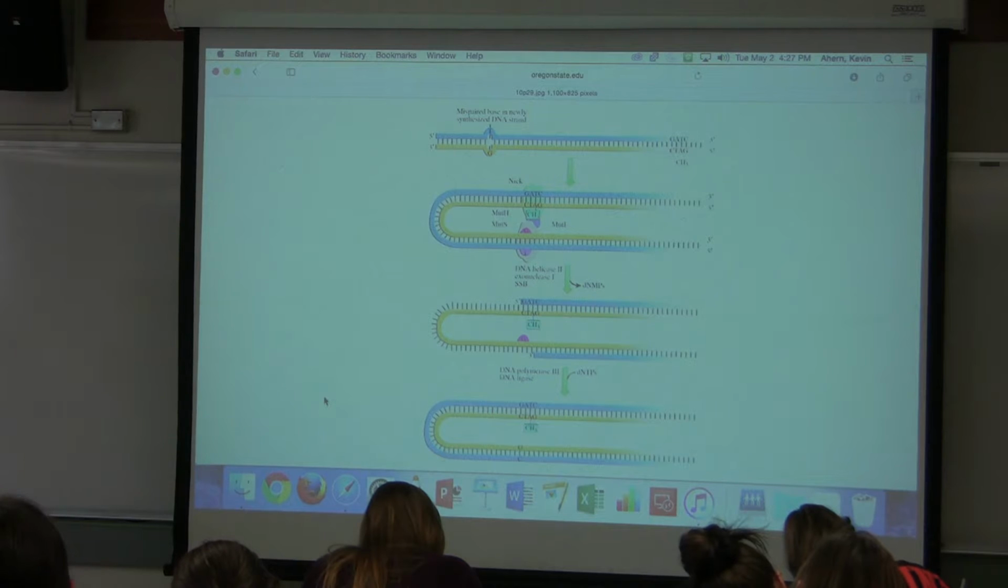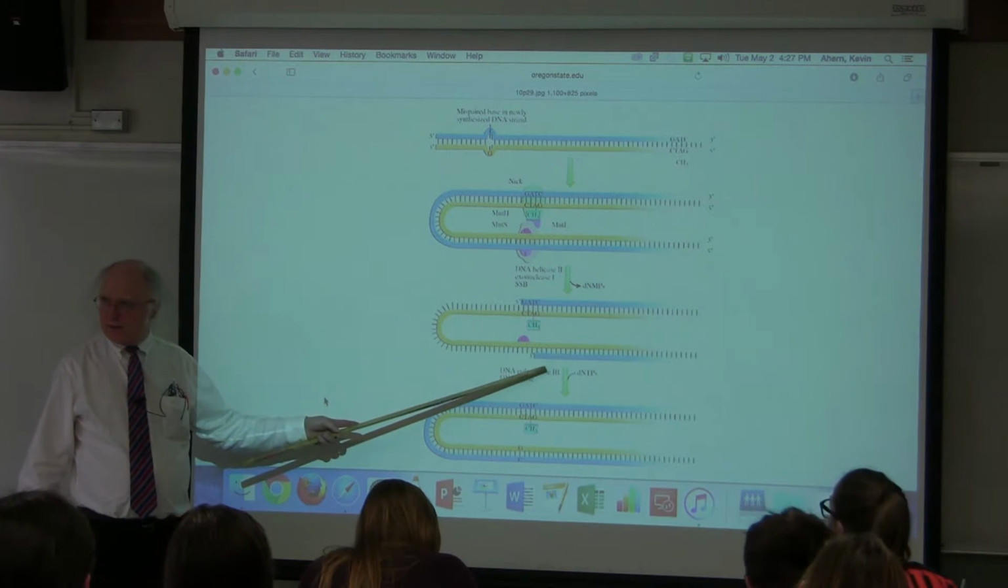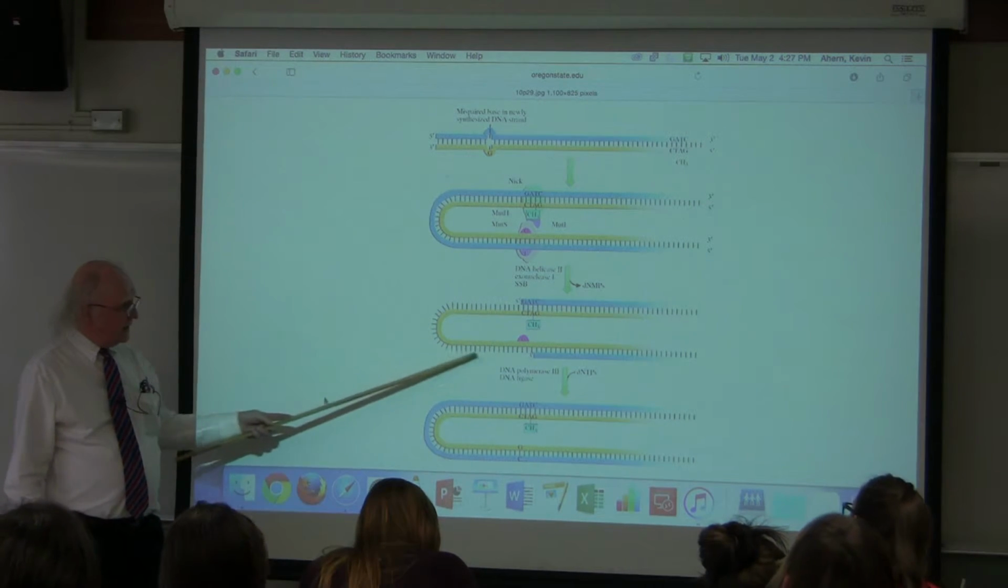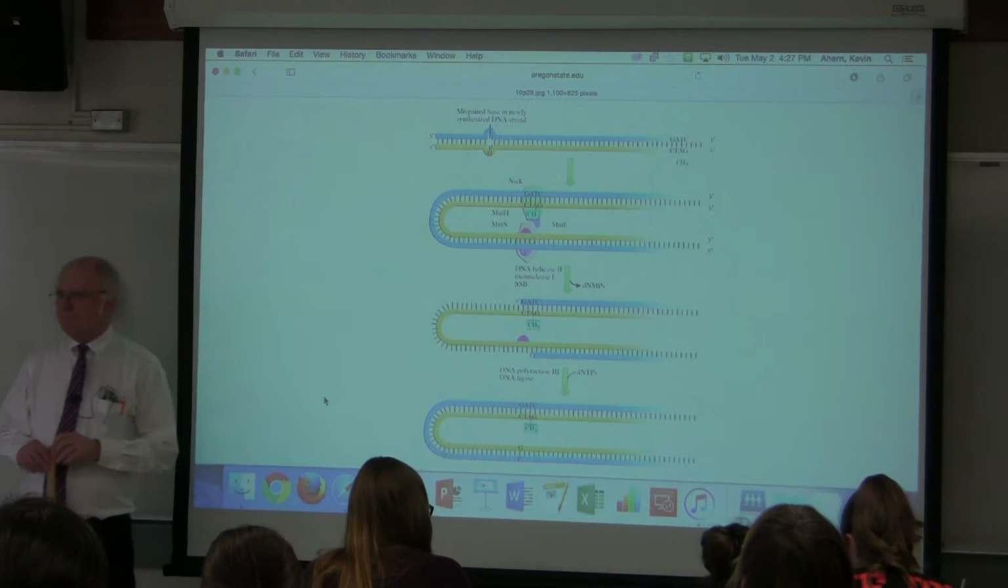Yes, sir? Is it just chewing away the backbone, or is it also taking away the complementary mutation? So it's just chewing away this one damaged strand, because if it started taking these away, it wouldn't know how to repair. Right?